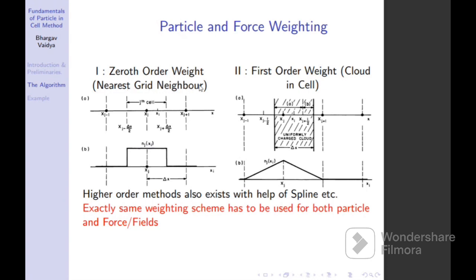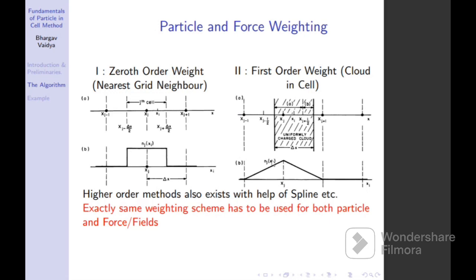Okay, and the better one is the first order weight, which is actually cloud in cell. So essentially, what you do is the same approach as with the nearest grid point, but now your charge will have some contribution to the left cell and to the right, because it lies in between, and it is proportionate. If it is closer to the right, it will have more contribution to the right cell than to the left. So that's basically called the first order weight of the cloud in cells.